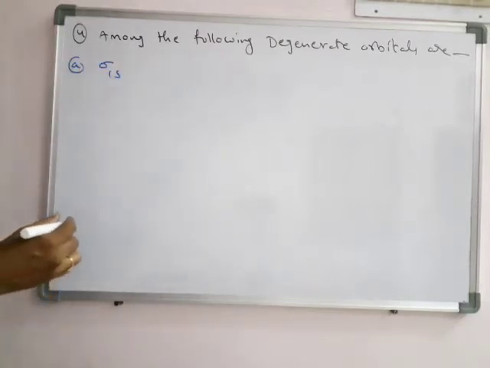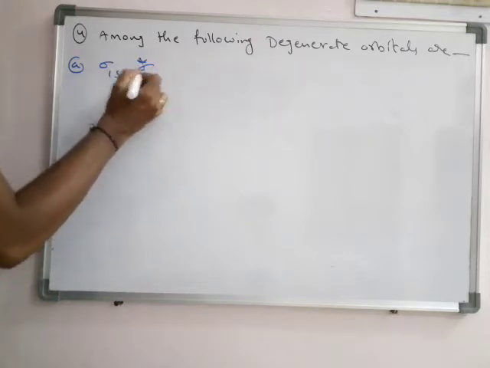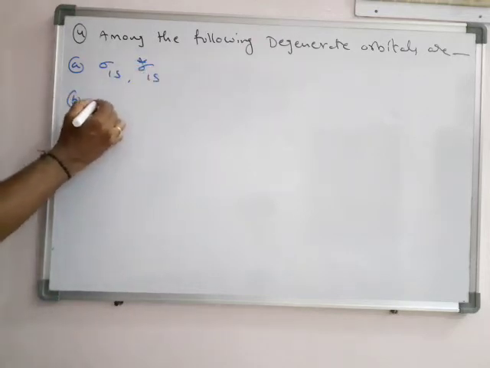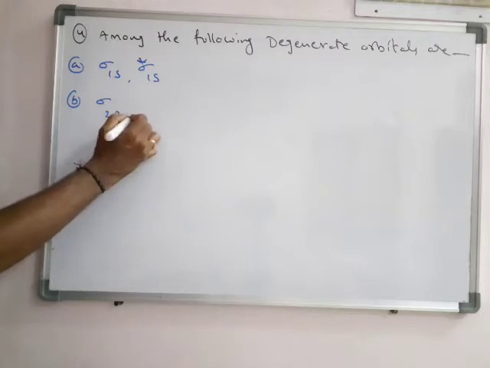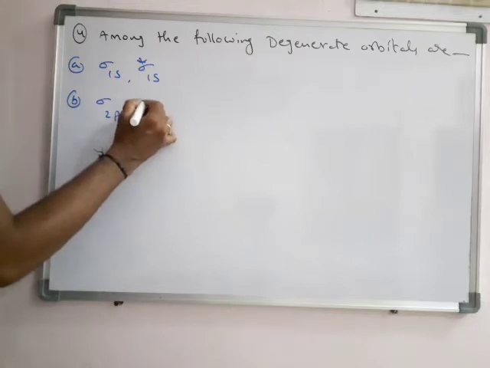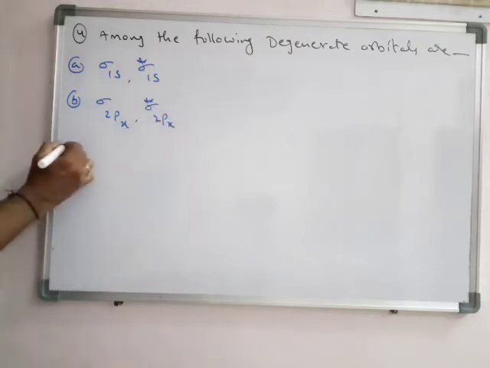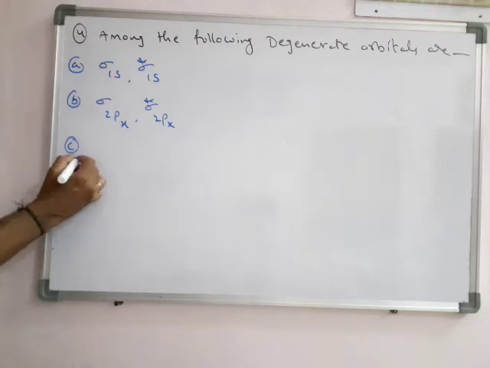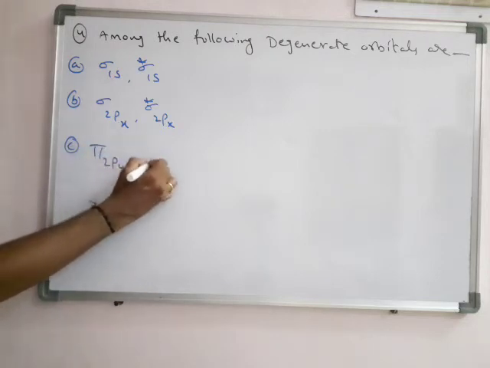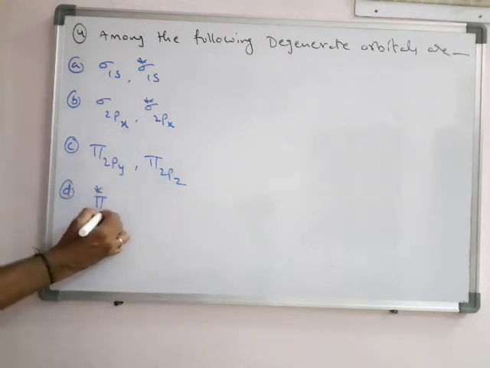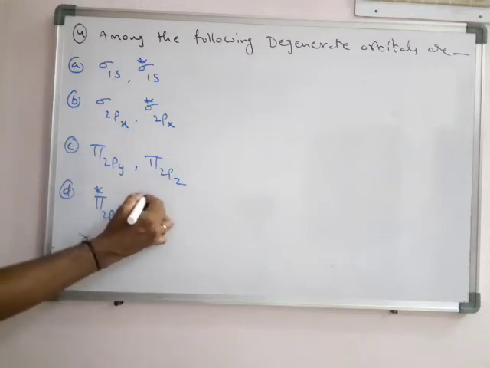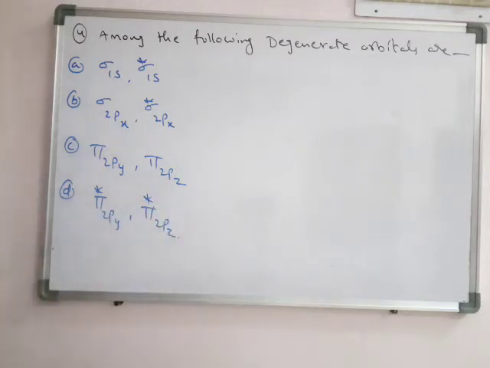Sigma 1s, sigma star 1s, sigma 2py, sigma 2px, sigma star 2px, pi 2py, pi 2pz, pi star 2py, pi star 2pz. So which are the degenerate group? Which option contains degenerate orbitals?